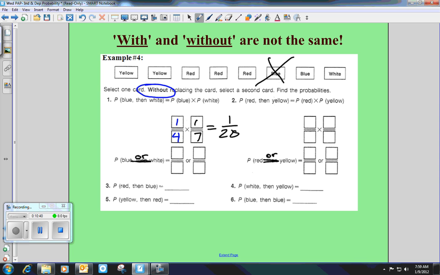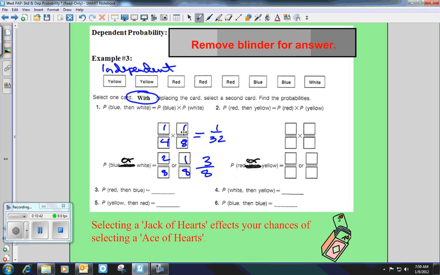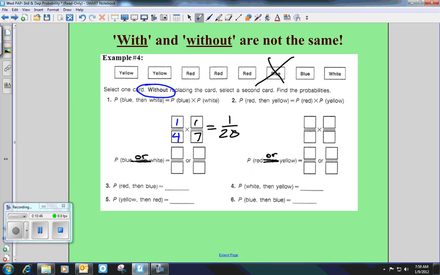Back here in example 3, when I put the card back, I had a 1 in 32 chance of getting a blue and then a white. When I leave that blue card out and I keep it, I have a 1 in 28 chance of getting a blue and then a white. Okay? So my odds are a little bit better on getting that white card if I keep that blue one out.